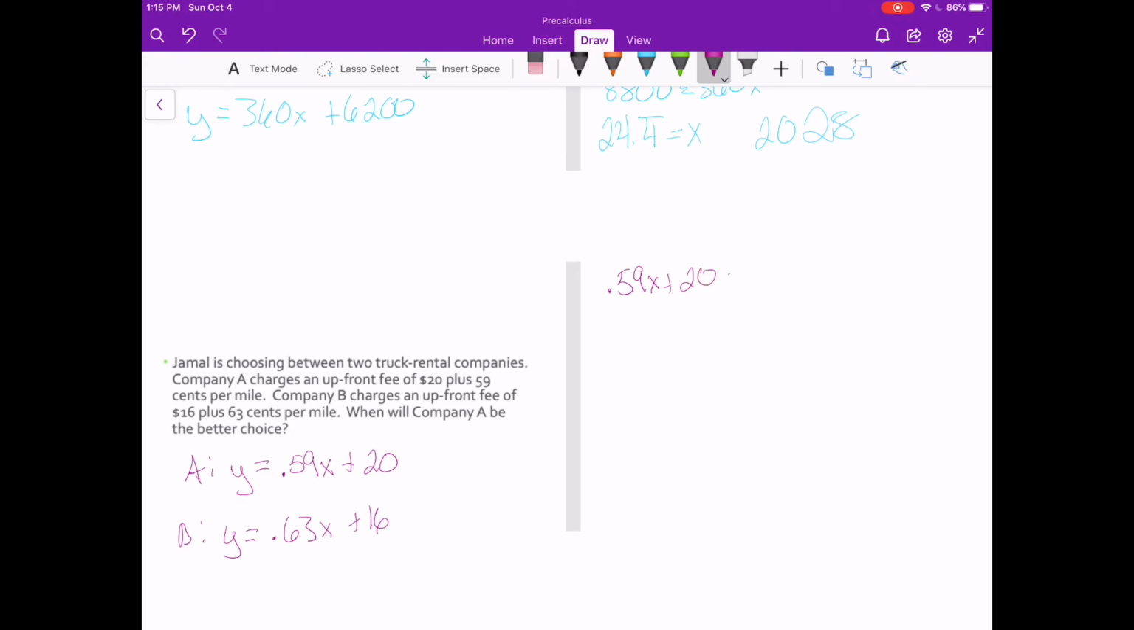If you think about it, going back to Algebra 1, this is using the substitution method of solving a system of equations. So I'm going to solve this by getting all the x's on one side and all the numbers on the other side. So 4 equals 0.04x. Divide both sides by 0.04, and we get 100 equals x. So after 100 miles, Company A is going to be the better choice.